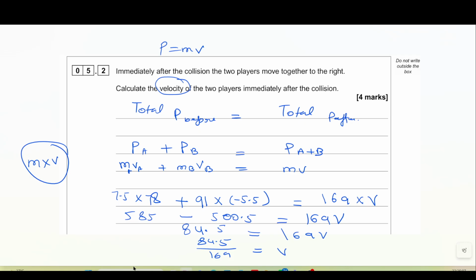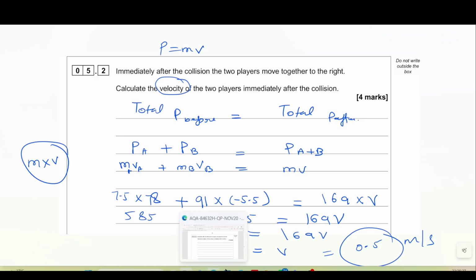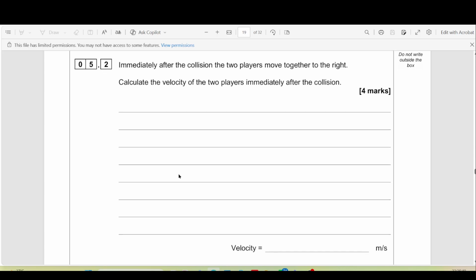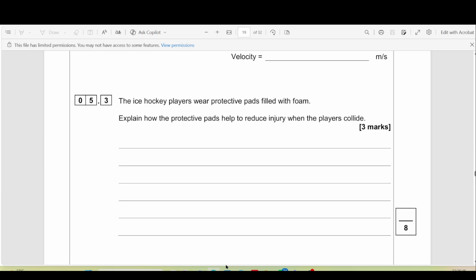84.5 equals 169 V. So then V equals 84.5 divided by 169, which is 0.5 meters per second. That's correct. So remember this formula for conservation of momentum.